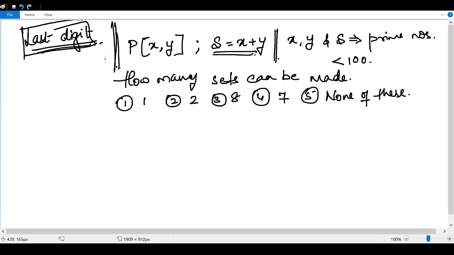So the question is again this. You just have to tell me how many P's can you make? How many sets means how many P's can you make? Your question is pretty straightforward. You have a P which contains 2 elements, x and y. S is the sum of these 2 elements, x plus y. The 3 elements that you have in your hand, x, y and s, all 3 of them are prime numbers and they are less than 100. How many P's can be made? So give me the answers.